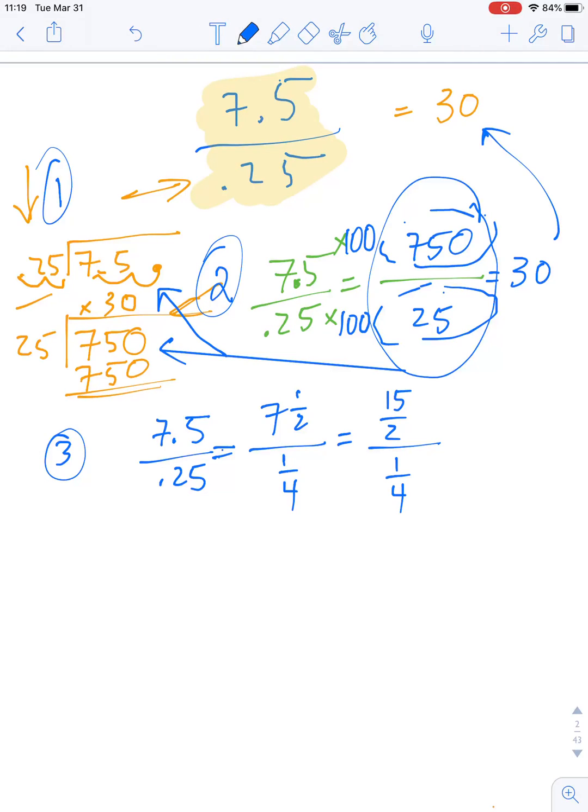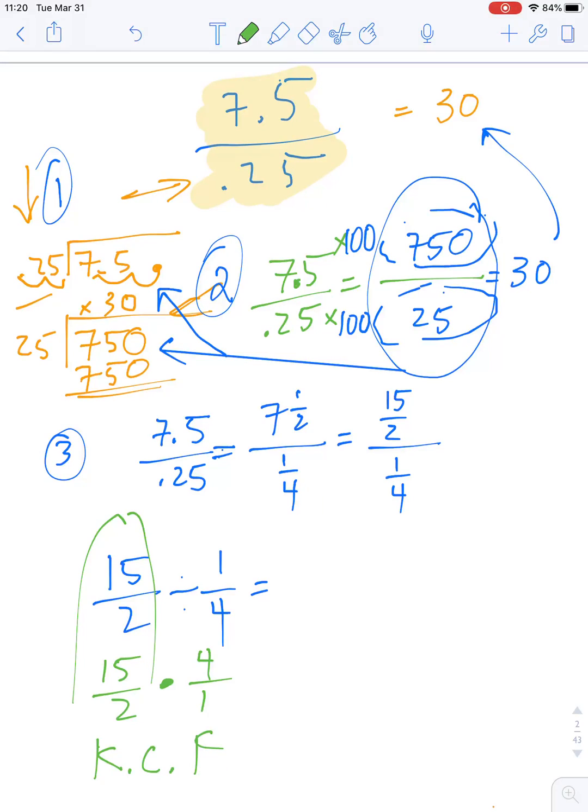So what we basically have is 15 halves divided by 1/4. And if we remember from the work we did at the beginning of the year, dividing by a number is like multiplying by its reciprocal. So your Kumu may have taught you that as keep, change, flip. We're going to keep this, we're going to change this, we're going to flip this. Okay, so our new resultant problem is that we've got 15 halves times 4 over 1.